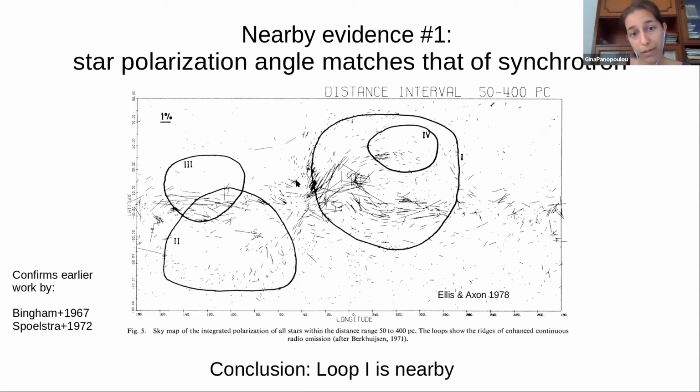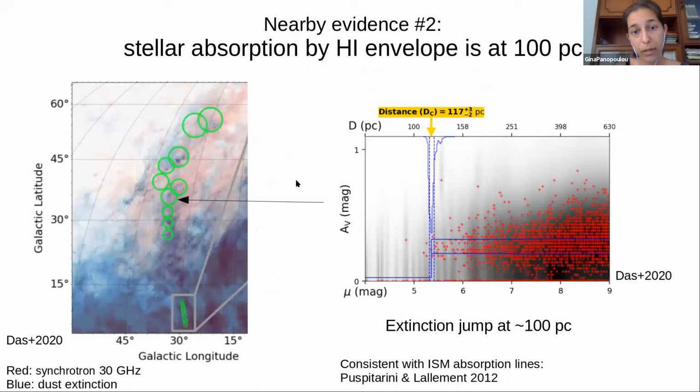In support of this nearby origin, stellar extinction measurements also show a very similar picture. This was demonstrated recently by Das and collaborators. Here on the left, you're seeing a composite image with red being the synchrotron emission at 30 gigahertz, and blue being the dust extinction, again towards the North Polar Spur area.